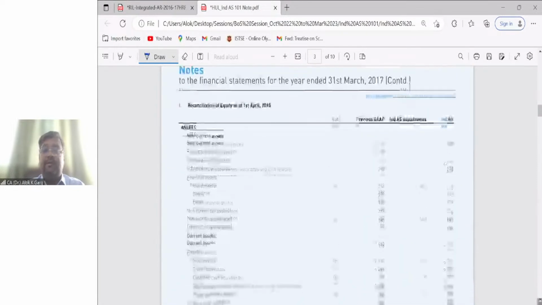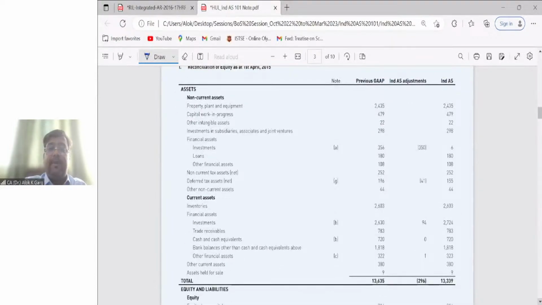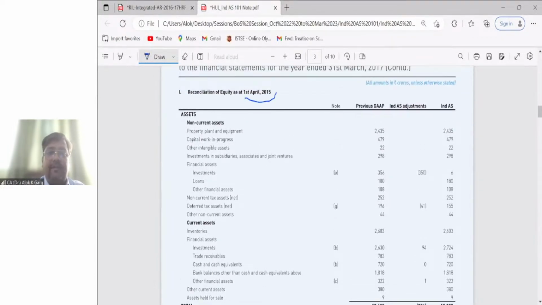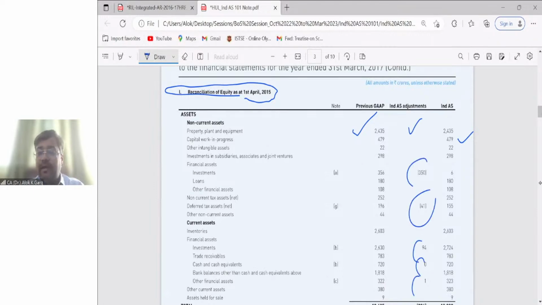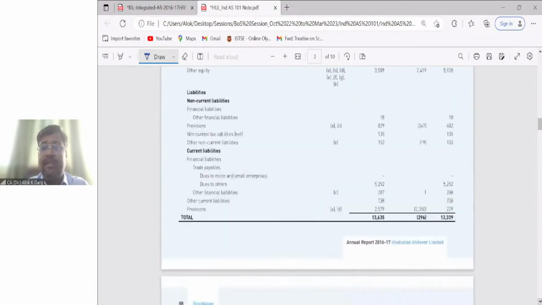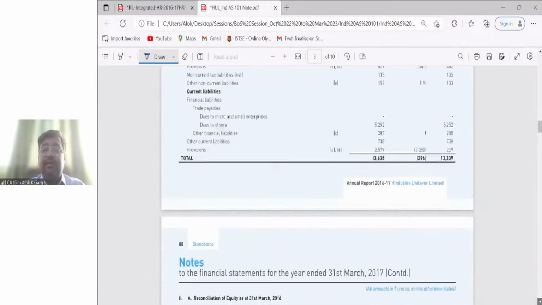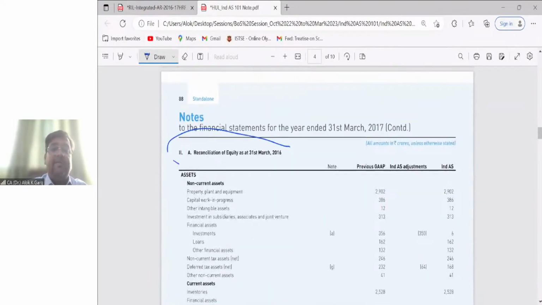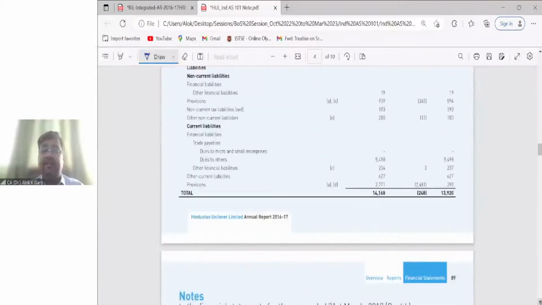So you can see that on 1st April 2015, they have given this entire balance sheet reconciliation. Previous GAAP, Ind AS adjustment, Ind AS numbers, right? And at various places there is a difference, okay? And you can see that they have explained this in the form of a note number, right? So this is the entire balance sheet reconciliation on transition date. This is a balance sheet reconciliation on the comparative date. The entire line item wise balance sheet reconciliation.